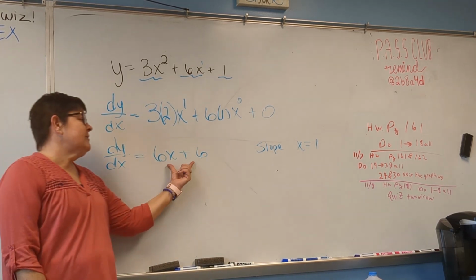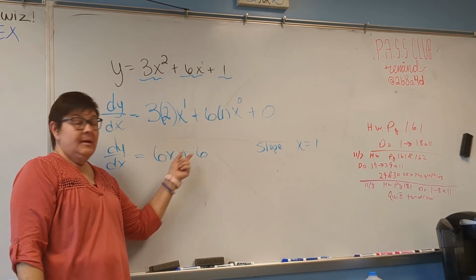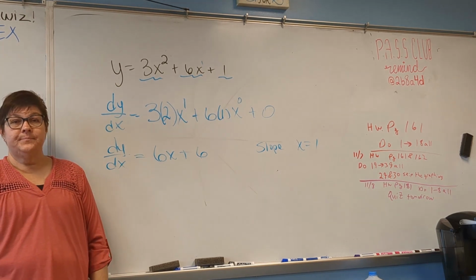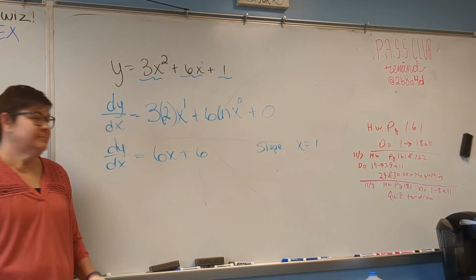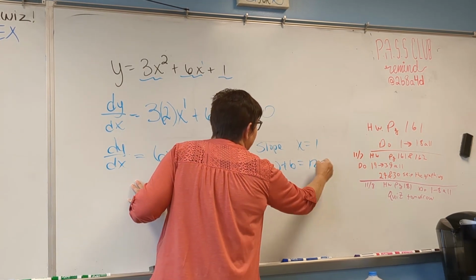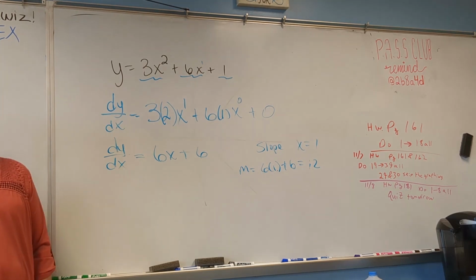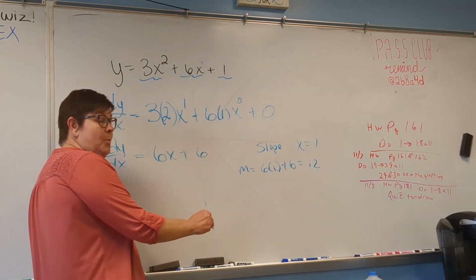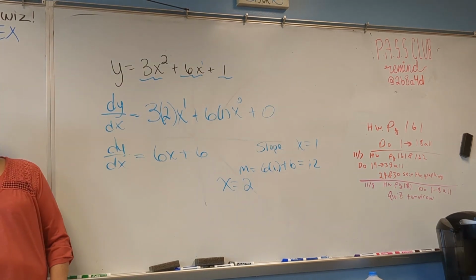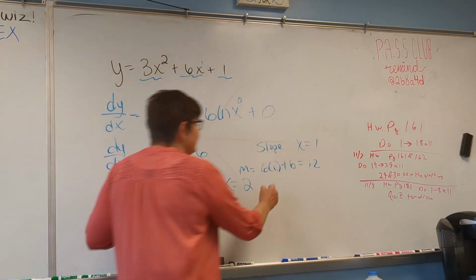So if I know this is the slope at any given point on that curve, any point, if I tell you x is 1, what do you think the slope is when x is 1? How'd you get that? You literally plug it in. My slope is 12. What do you think? What is the slope when x is 2? What is it? 18. Slope is 18.